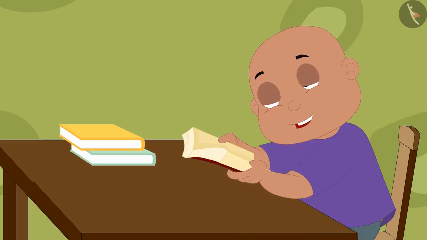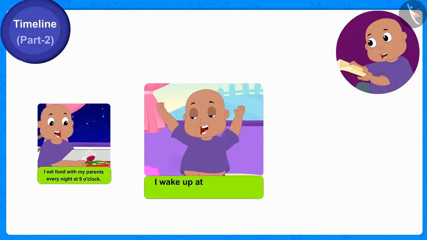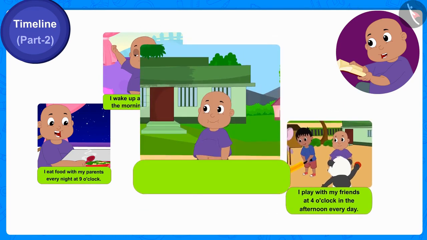Bablu started reading. I eat food with my parents every night at 9 o'clock. I wake up at 8 o'clock in the morning every day. I play with my friends at 4 o'clock in the afternoon every day. I go to school at 9 o'clock in the morning every day.